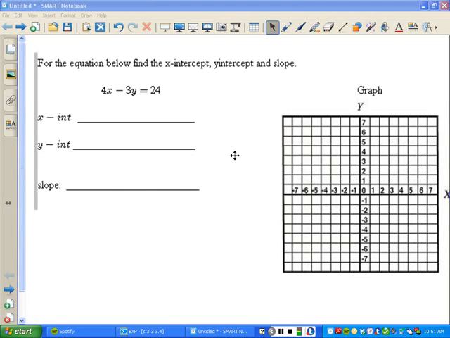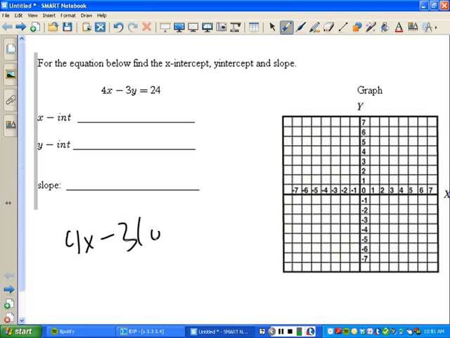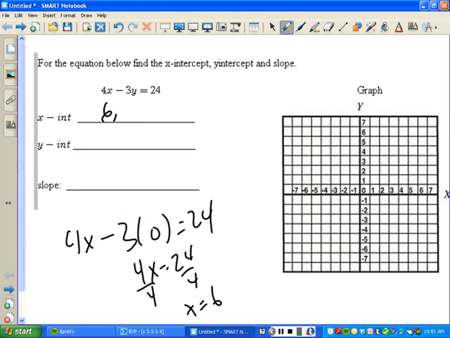So how do you find the x-intercept? To find the x-intercept, you got to plug in y is 0. So 4x equals 24. Divide by 4, and x is equal to 6. So for the x-intercept, you'd say it's 6, 0, or you could just say it's 6.